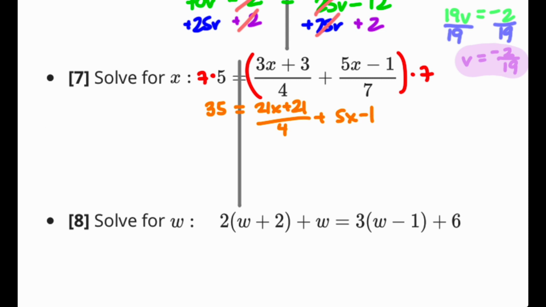We still have a fraction with that 4, so we're going to multiply both sides by 4. Again, multiply the entire side, so you're going to notice a lot of parentheses being used on these steps. 4 times 35 is 140.